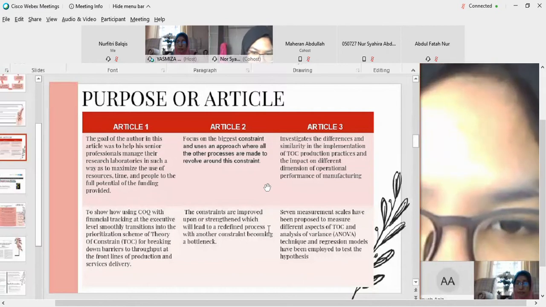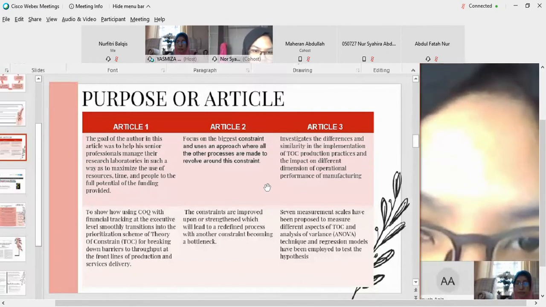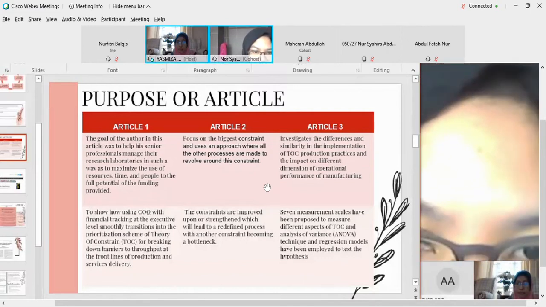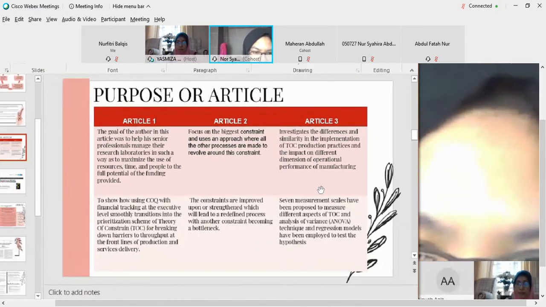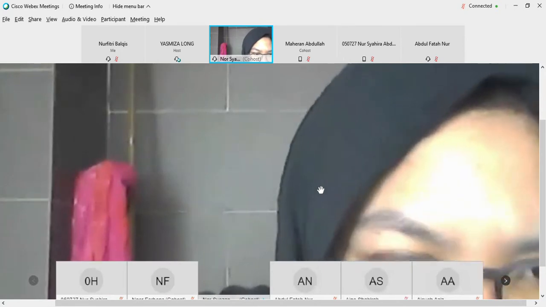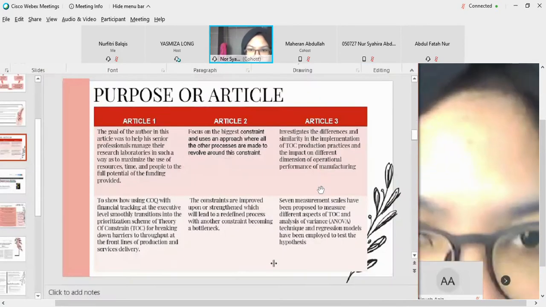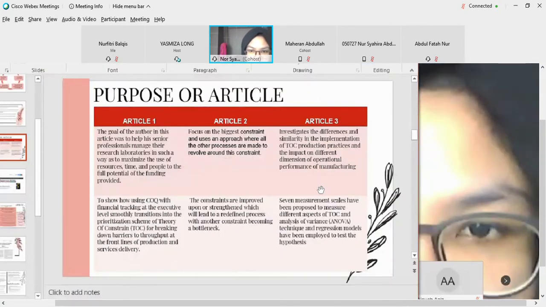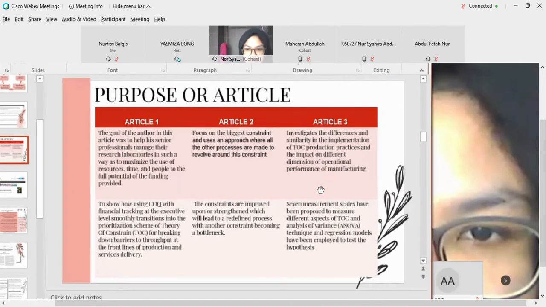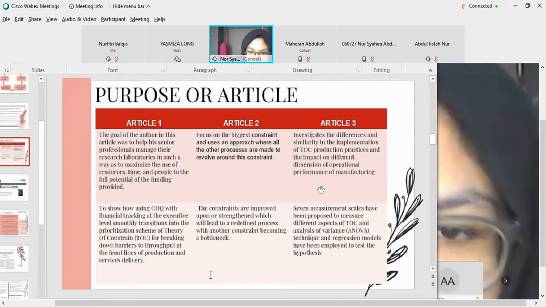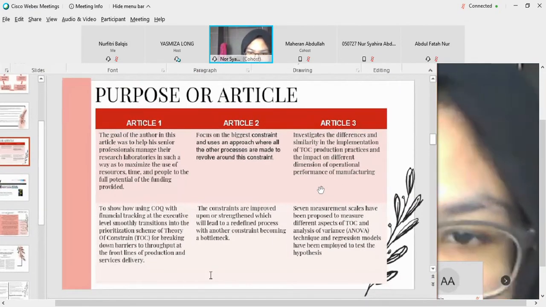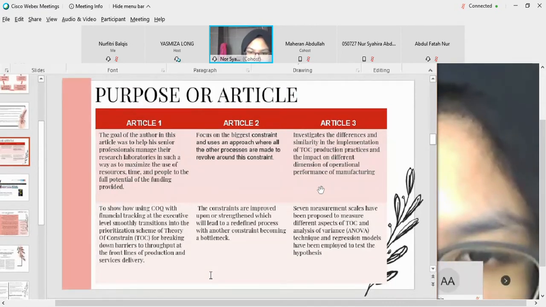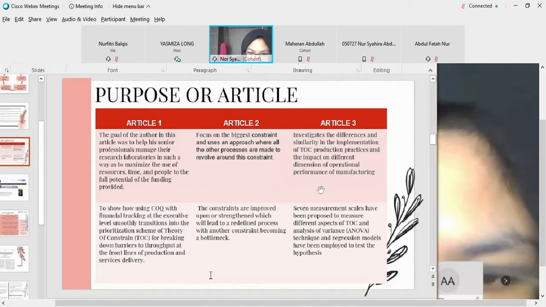For Article 2, focus on the biggest constraint and use an approach where all the other processes are made to revolve around this constraint. The constraints are improved upon or strengthened, which will lead to a redefined process with another constraint becoming a bottleneck.